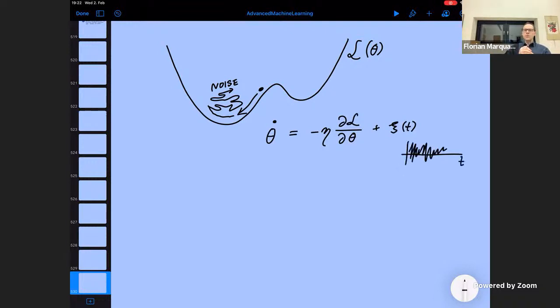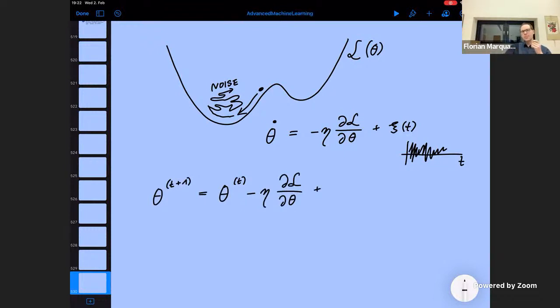But we know that when we apply these things to neural networks, we do not really solve continuous time. We have discrete time. So let me write it in discrete time. We would say theta at t plus 1, after one update step, is actually the old theta minus eta, my learning rate, times dL over d theta, plus, and now I will do the same, I will say there will be noise.